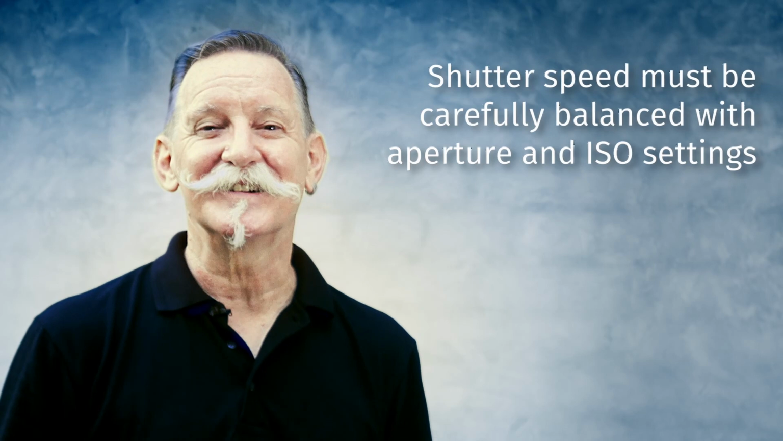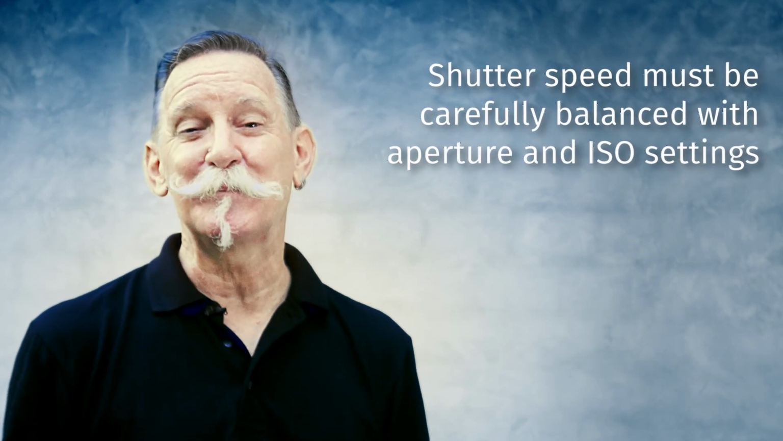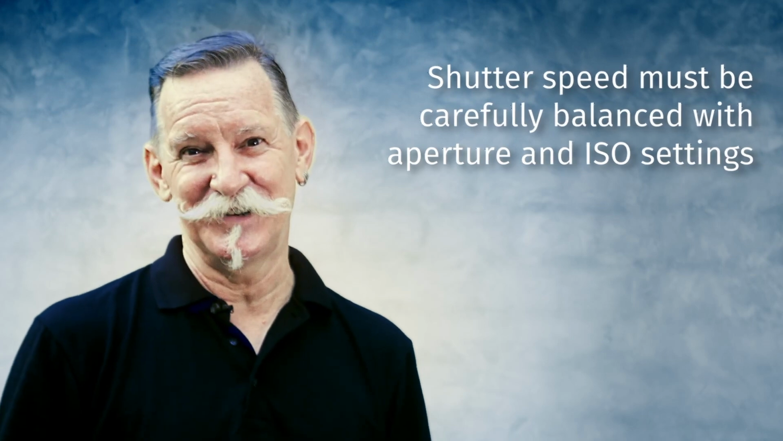This function on a phone is a little different because when you take a photo, it just turns the sensor on and off rather than opening and closing a shutter. But it has the same effect of controlling how much light affects the sensor. The length of time the shutter is open, depending on how much light there is when you're taking photos, must be carefully balanced with your aperture setting and your ISO setting.